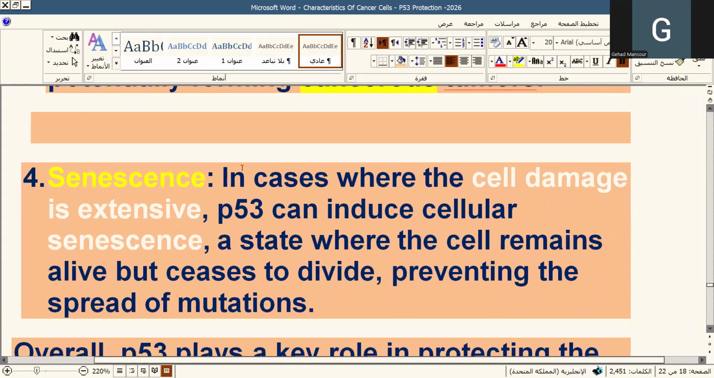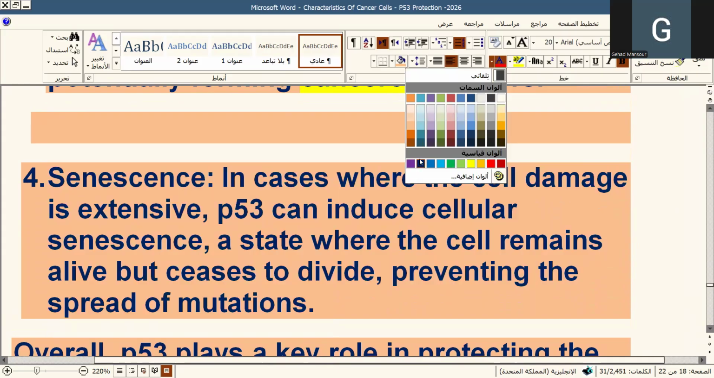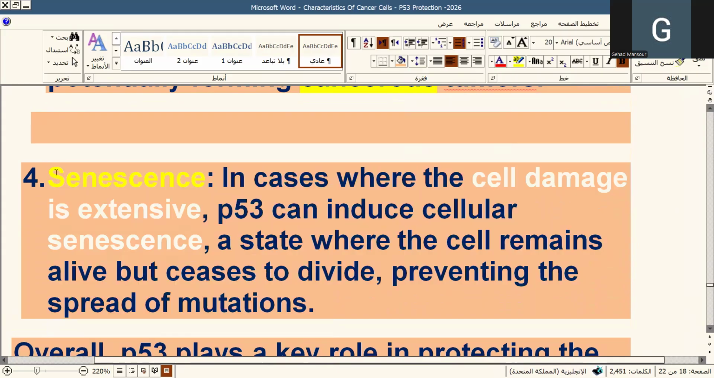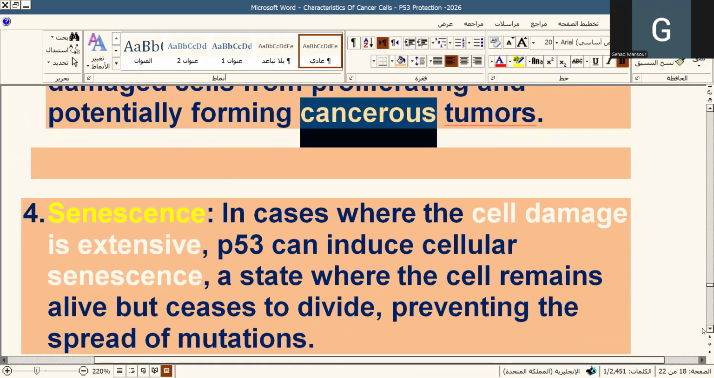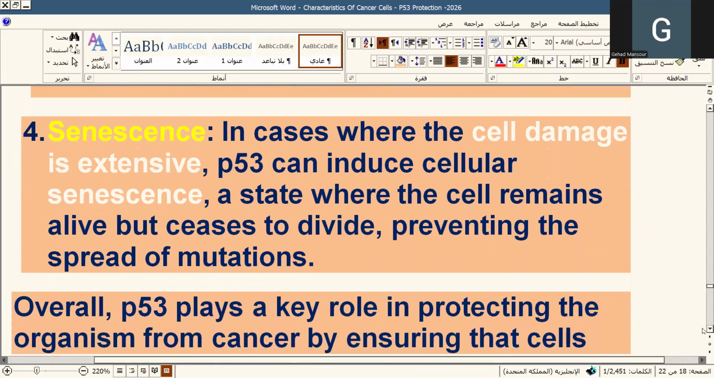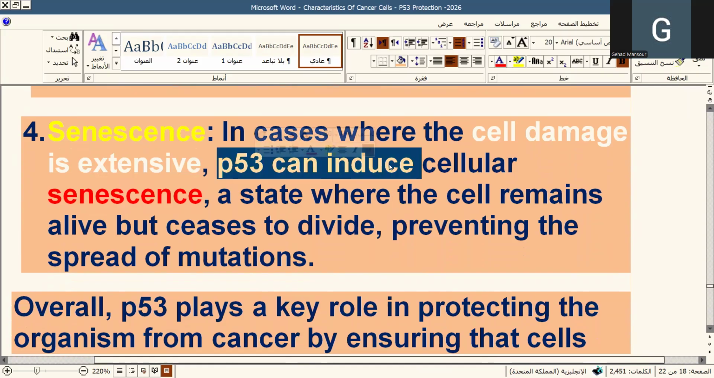And the fourth mechanism by which the P53 fights cancer cells is what we call senescence. And senescence means aging. How does this occur? When the cell damage is extensive and when the DNA is irreparable, we can see that P53 can induce cellular senescence or aging. So cellular senescence or aging is induced by P53.